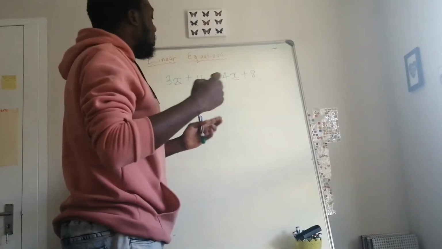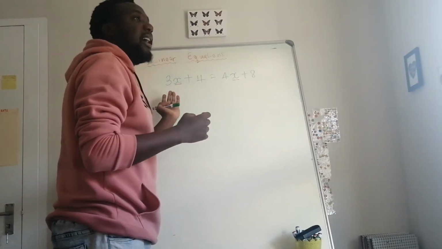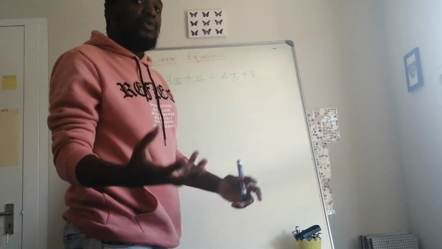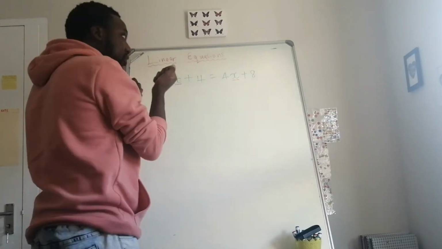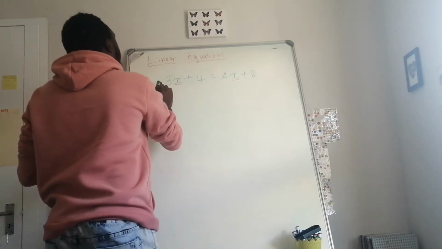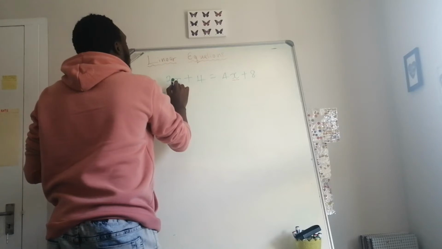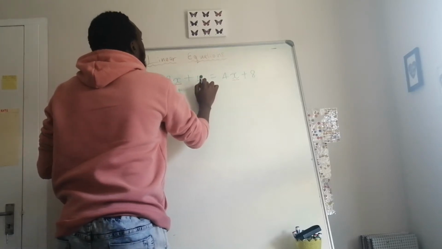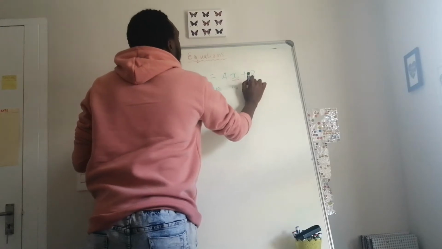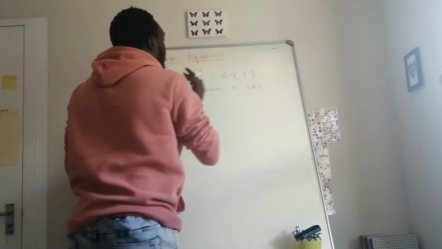So when you're solving these ones that have a variable on the left hand side and a variable on the right hand side, your first rule is to collect the variables onto your left hand side. So let me write it there. Collect variables to left hand side. Right?